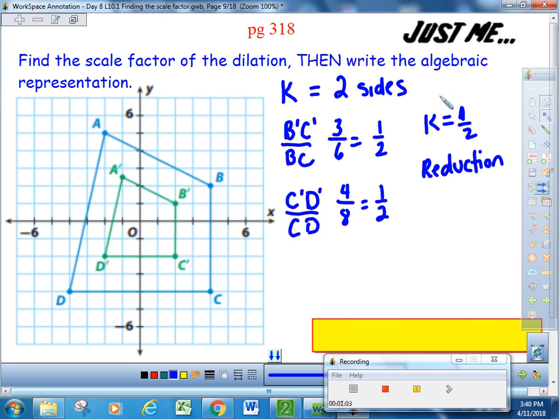And then we're going to write the algebraic representation. (x, y) becomes (1/2 x, 1/2 y). So here's my answer.